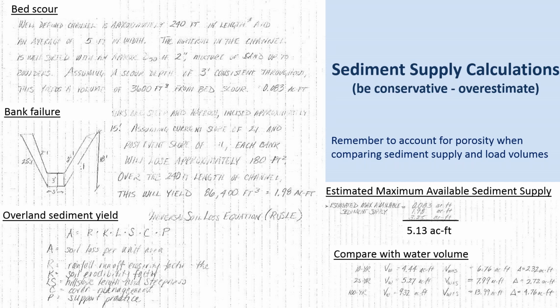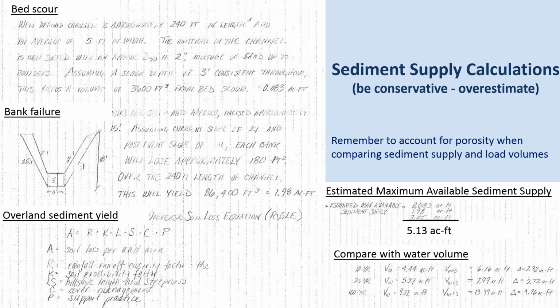Now, in the first one, in the bed scour, what we're going to look at is how well defined the channel is. So you want to measure an approximate length of the channel, what its average width is, and based on your field inspection, how much of the sediment bed scour you would get in this estimate. And so it would be a certain amount of volume associated with just the bed itself. Now, if you have different segments of the channel delivering different amounts of sediment, then just divide it up a little bit.